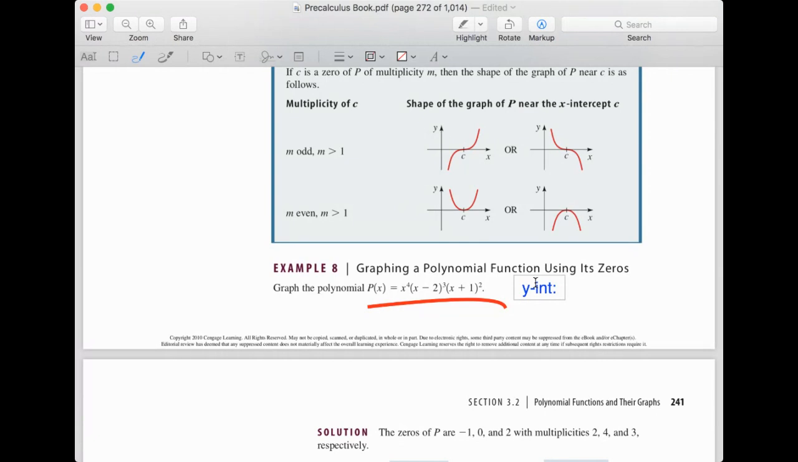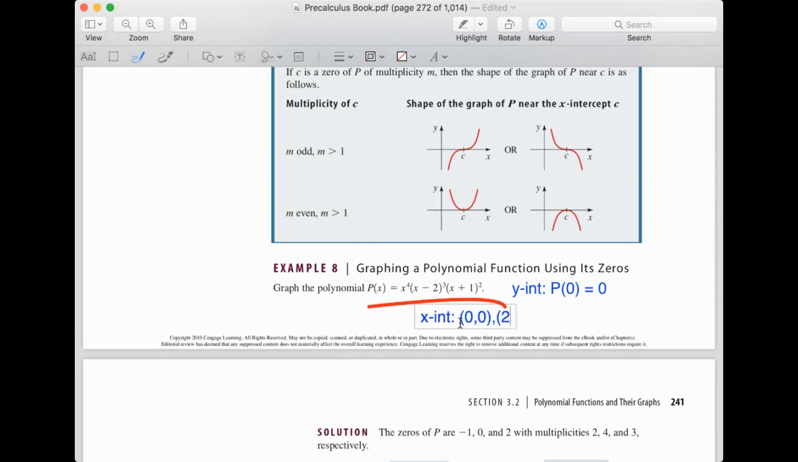To find the y-intercept we just plug in, right? So p of 0 equals, it's obvious, 0. You see x raised to the 4th, 0 to the 4th, and 0 times anything will be 0. So our y-intercept is (0, 0). Now let's find our x-intercepts. Because it's in factor form, we can find the x-intercepts right away. So (0, 0) is also our x-intercept.